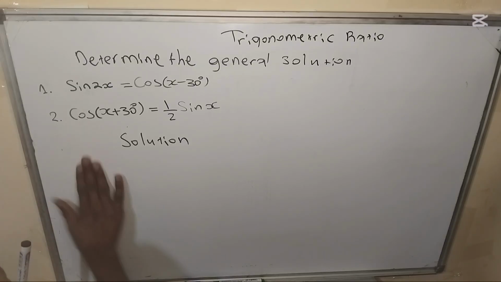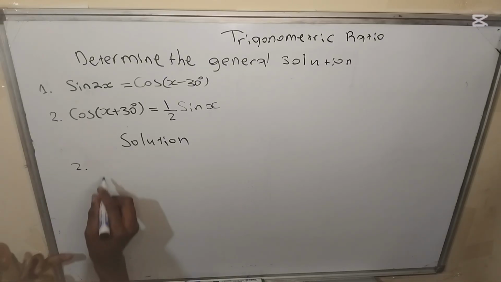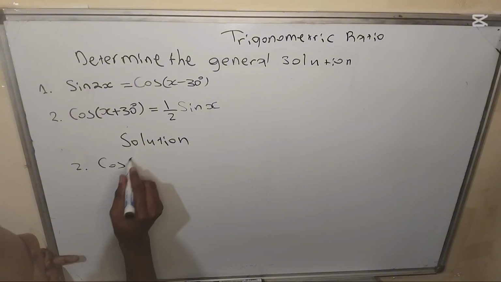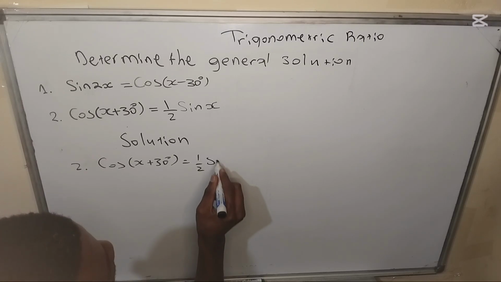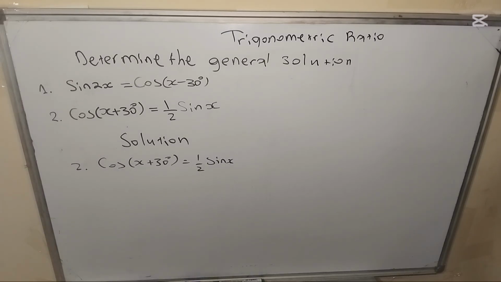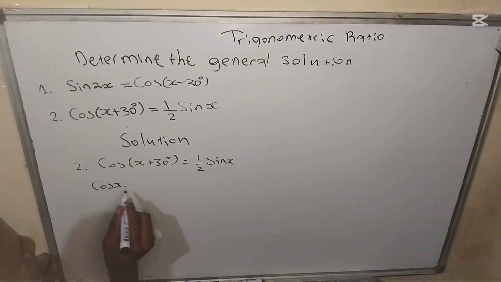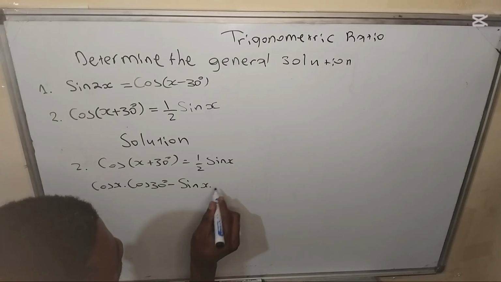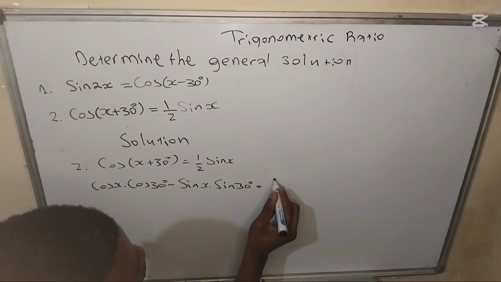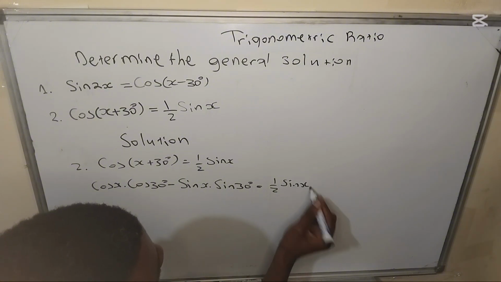We have our equation, which is given in the form of cos(x + 30 degrees) equal to half sine x. Let's find the general solution of this expression. Let's replace this by its compound angle. This can be replaced by cos x multiplied by cos 30 degrees minus sine x multiplied by sine 30 degrees, equal to half sine x.